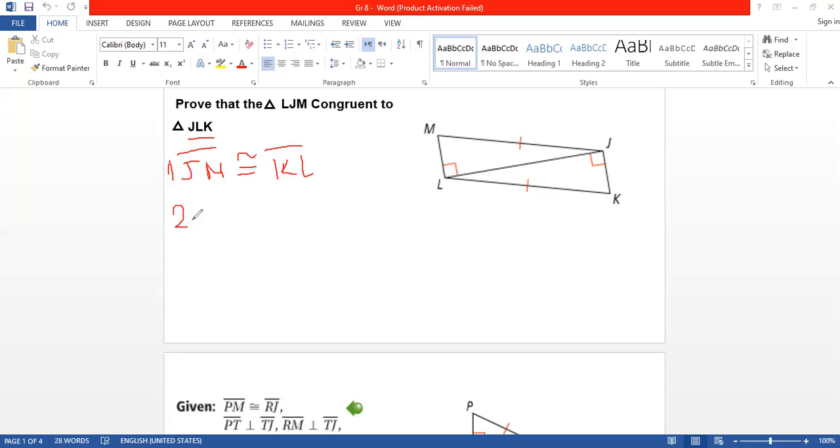Number two, we have JL, common side. JL is also congruent to LJ, or JL again, no problem. Common side.